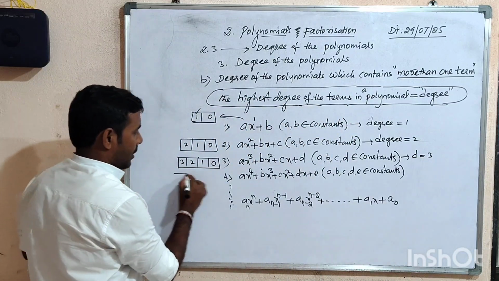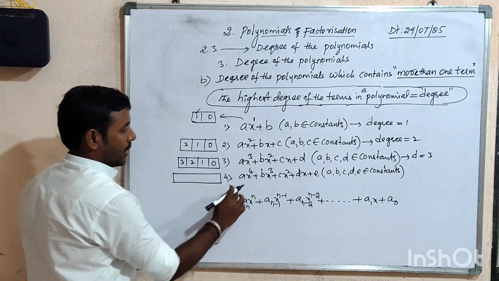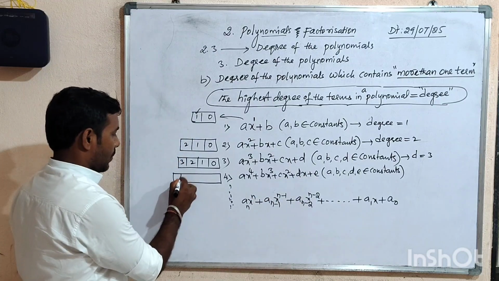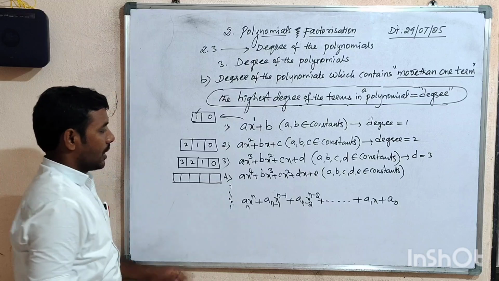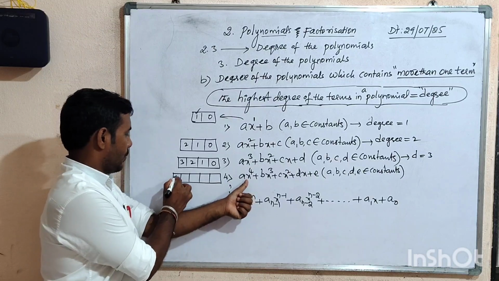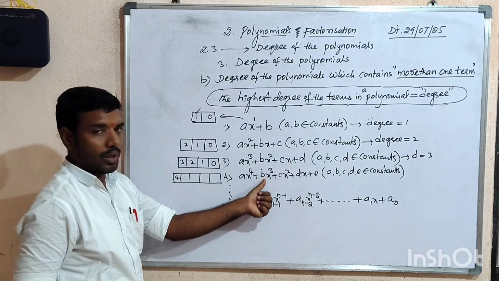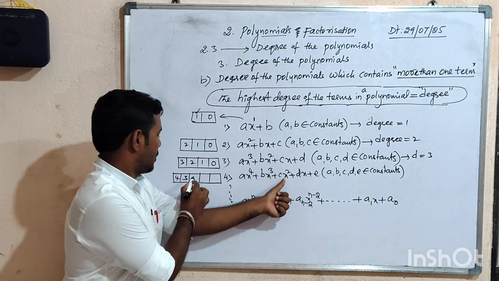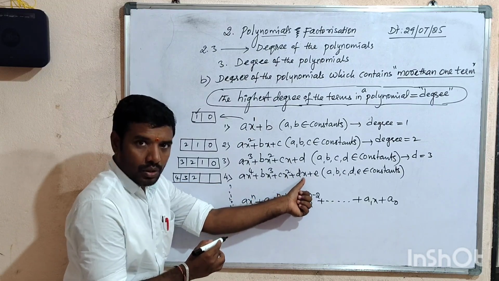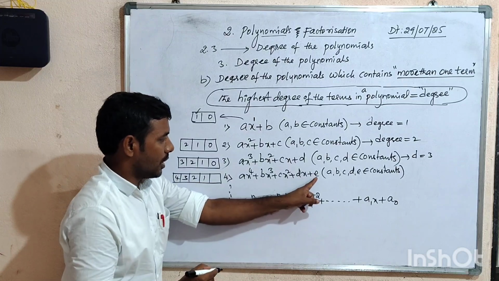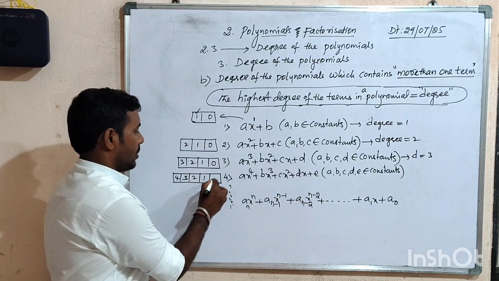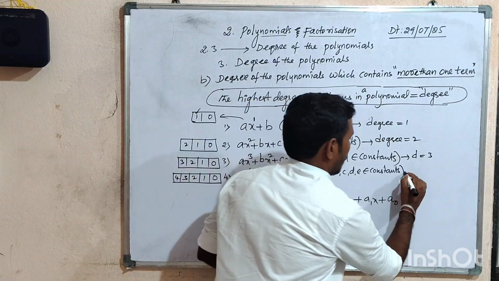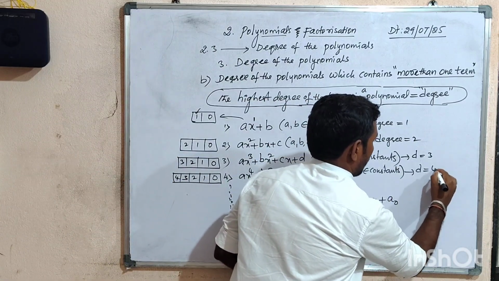Now let us see this one, the 4th one. In this there are 1, 2, 3, 4, 5 terms, so I want to draw 5 boxes. Yes, first its degree is 4. The degree of this one is 3. The degree of this one is 2. The degree of this one is 1. The degree of the E, it is a constant, 0. Among these, what is the highest degree? 4. So for that reason, its degree is 4.